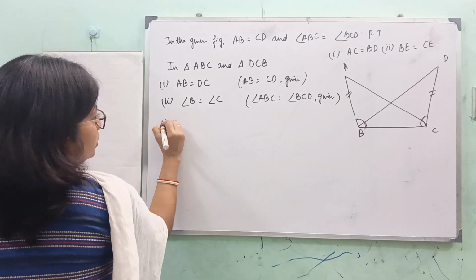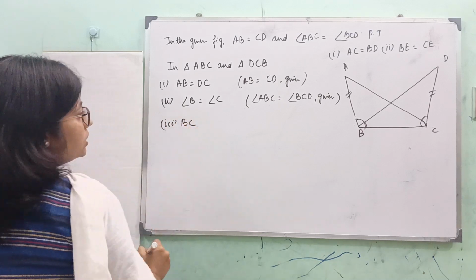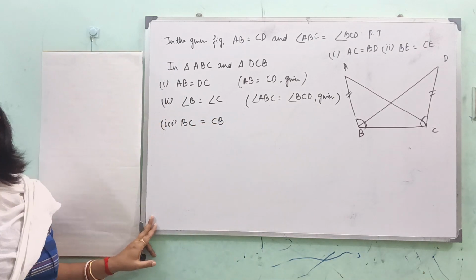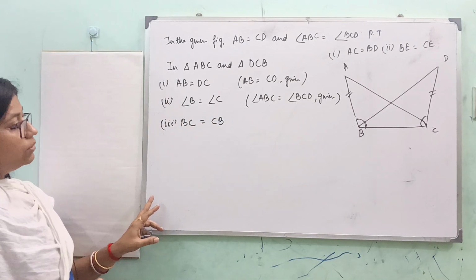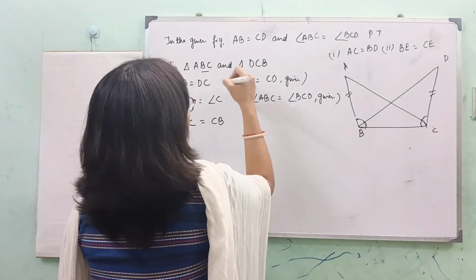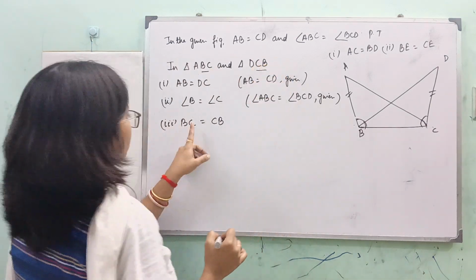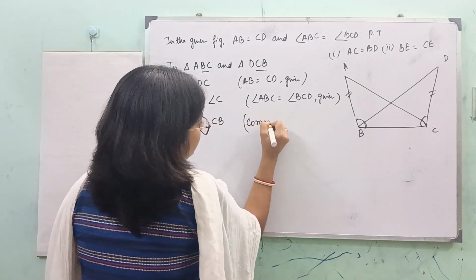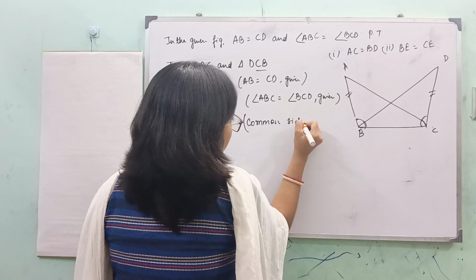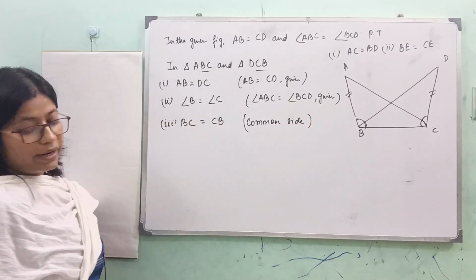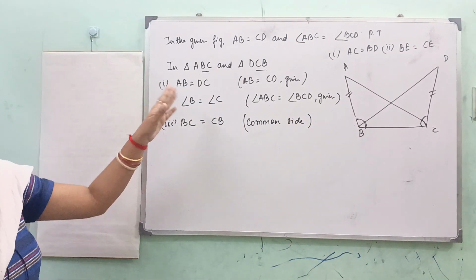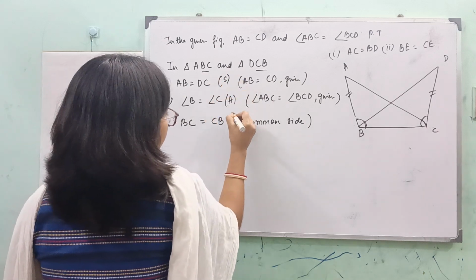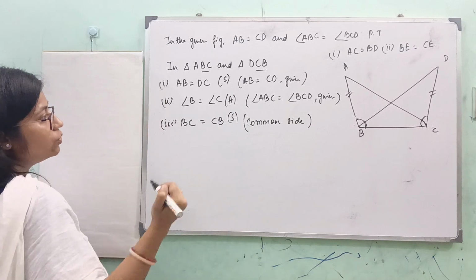Third, BC for this triangle will be equal to CB for the other triangle. So BC, the corresponding side to BC, is CB. So BC is equal to CB. This is a common side. Alright. So three conditions have been placed here. See, side, angle, side. In this order only I have placed them, easier for you to understand.